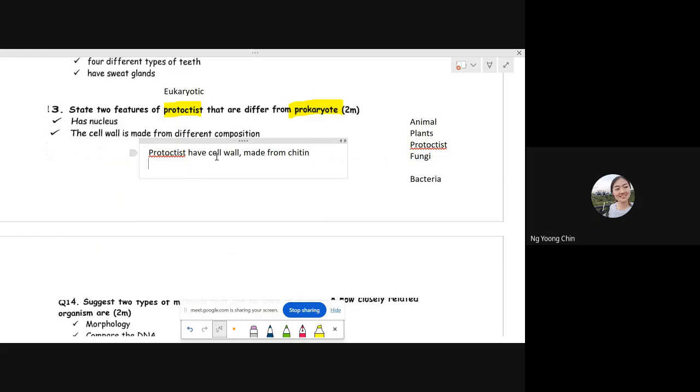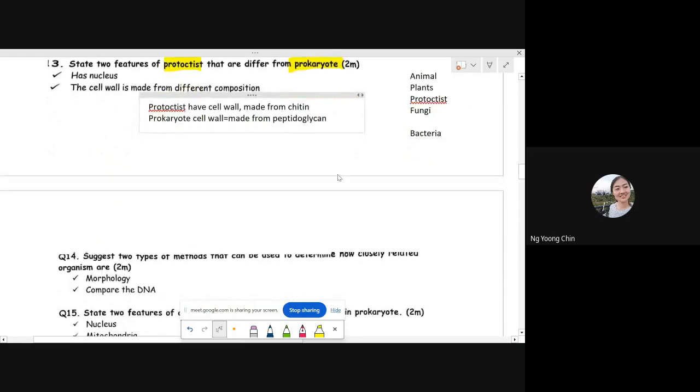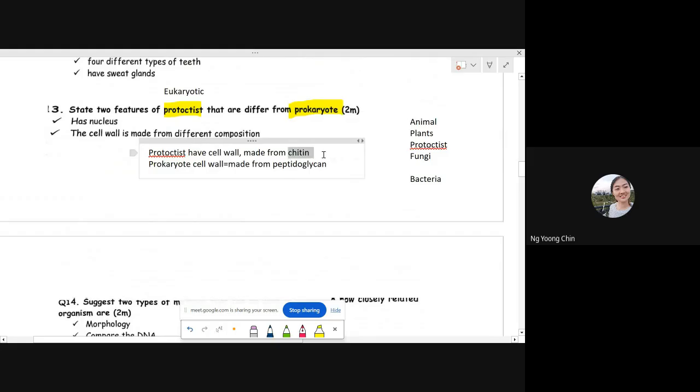Okay, it's not from the peptidoglycan. The prokaryote cell wall is made from peptidoglycan. Okay, please remember this term. Sometimes they will ask in the objective.